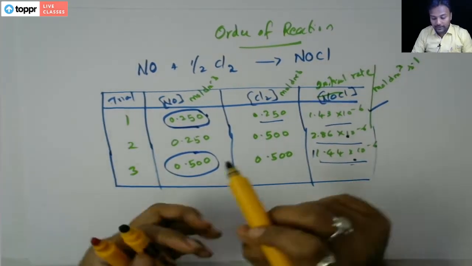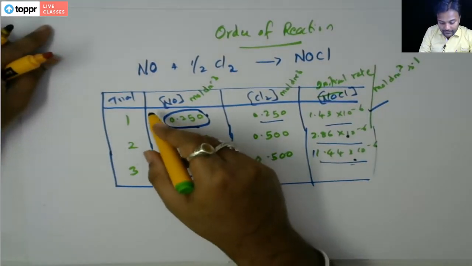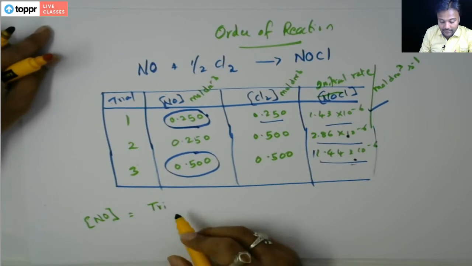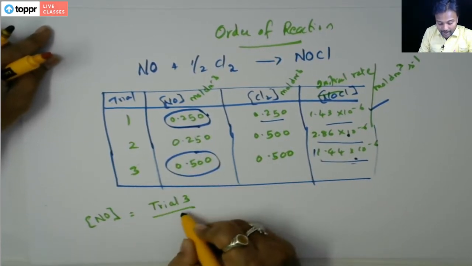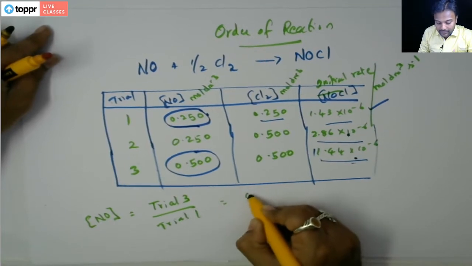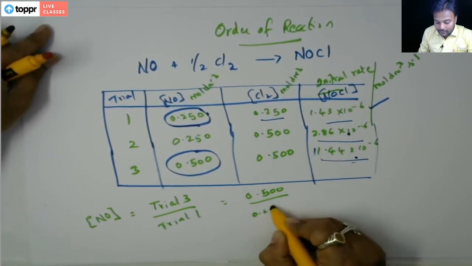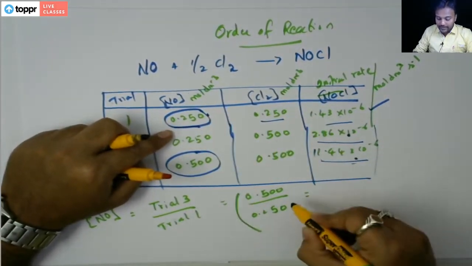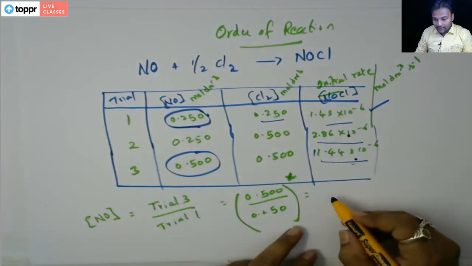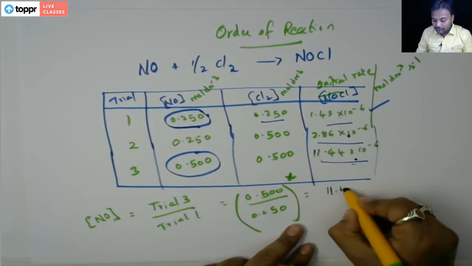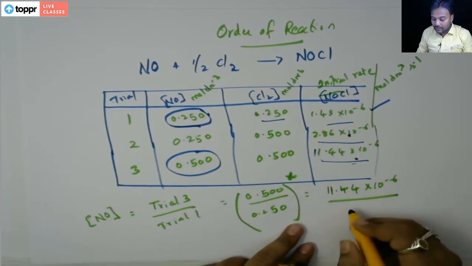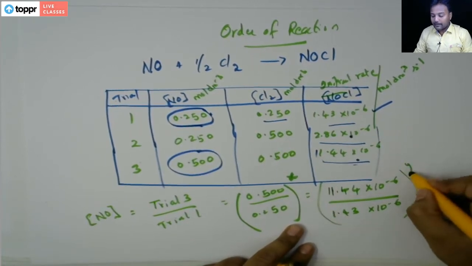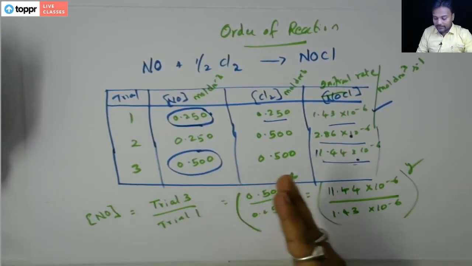So what does this mean? If I say for this concentration of nitric oxide, say trial 3 by trial 1, which is 0.250. So here, say I'll take this value as x, and here it is 11.44 into 10 raised to minus 6 upon, okay, say this is y. This is x and this is y.